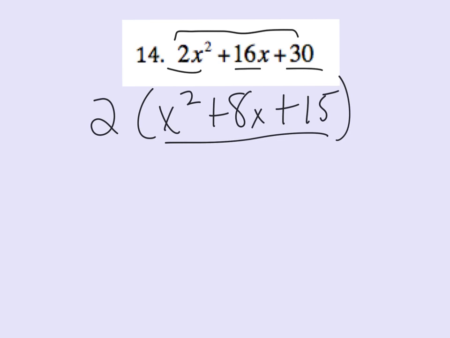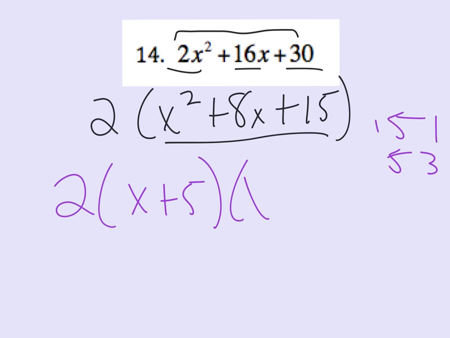All right, so when I'm looking here, I want to just keep that 2 out front, but now I want what multiplies to 15 but adds up to 8. Well, there's only a couple of factors of 15, so that's going to be x plus 5 and x plus 3. Both positive means both positive. So that's kind of what I'm looking at there.